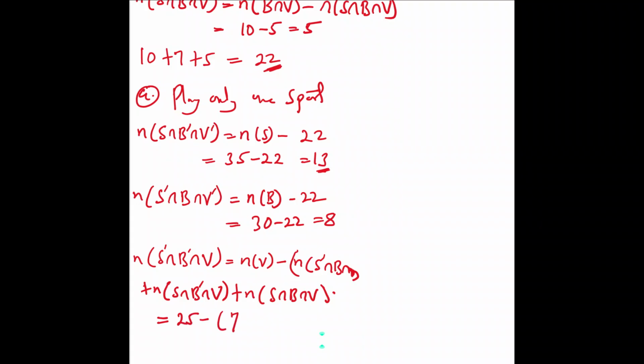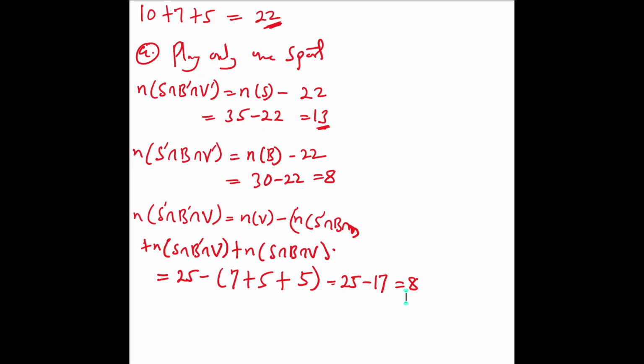So that will be 25 minus this one, 7 students that play only soccer and volleyball. There's 5 students that play all 3. So that will be 25 minus, 5 plus 5 is 10, plus 7 is 17. So 25 minus 17 is 8.